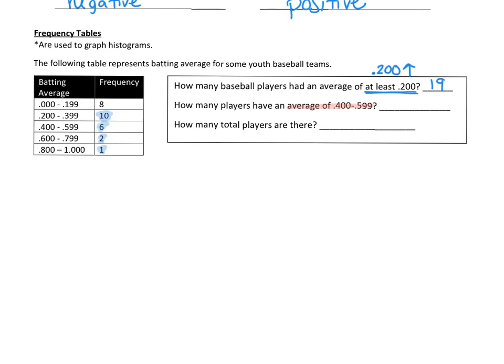Well, if I look at my table, I can find that average, which is right here, and the answer would be 6. The final question says, how many total players are there? Well, total players come from adding up all the frequency. So I would add all of the frequency together, and I would do 8 plus 10 plus 6 plus 2, and I would get 27.